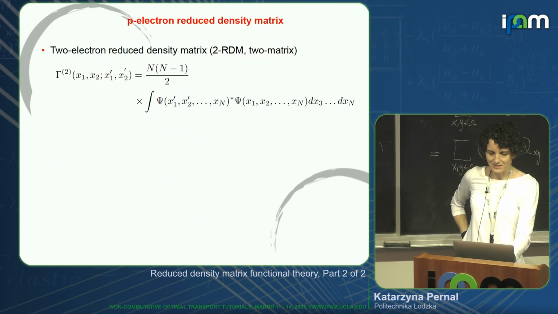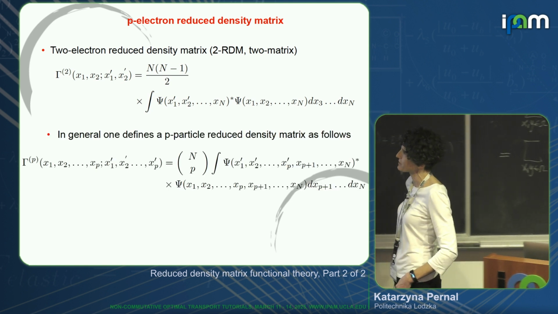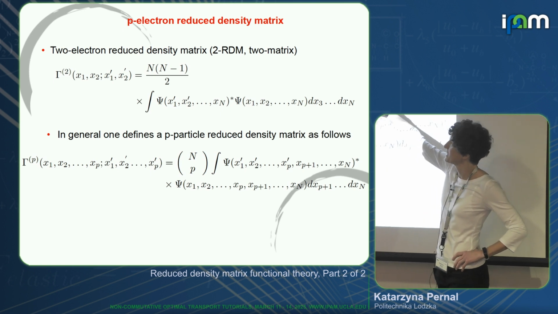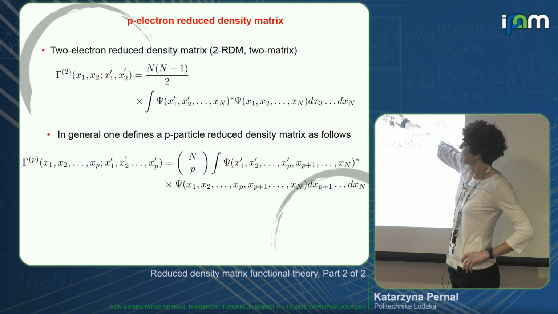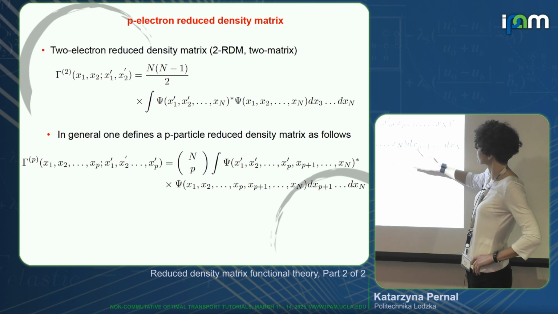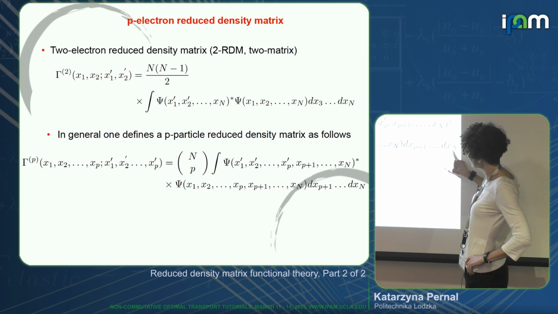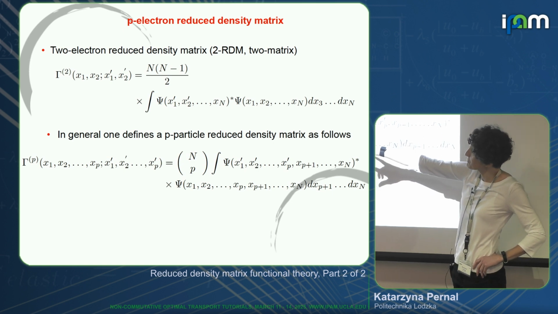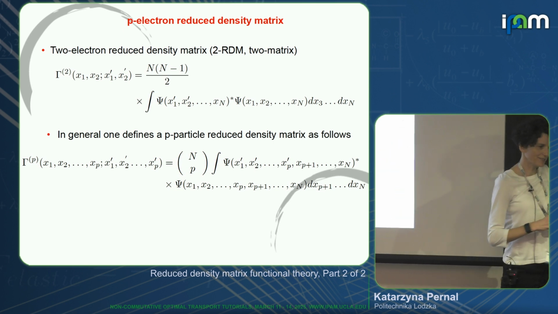And I was also talking about the 2 RDM. In general, we can define a p-particle reduced density matrix given a wave function. So you can generalize this 1 and 2 particle density matrix to p particles by taking a product of psi star and psi, and you integrate this product with respect to all variables from p plus 1 up to n, and then you are left with a function which depends on 2 times p variables. So those are p-particle density matrices.